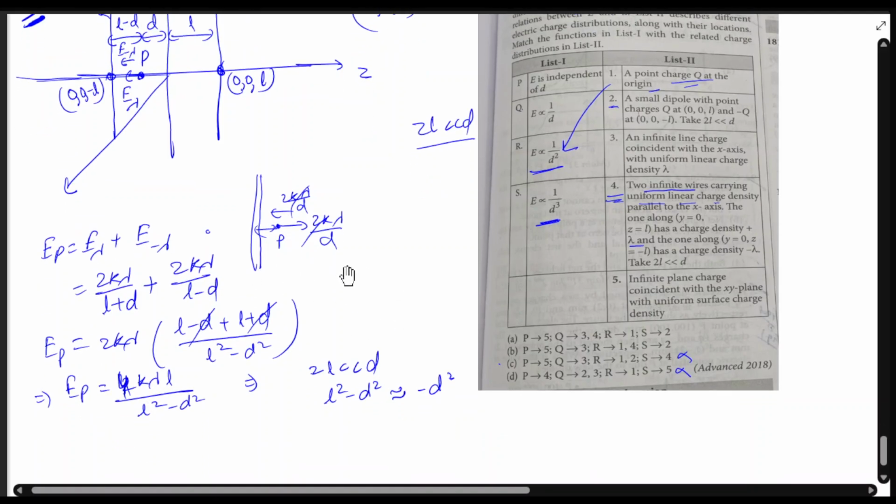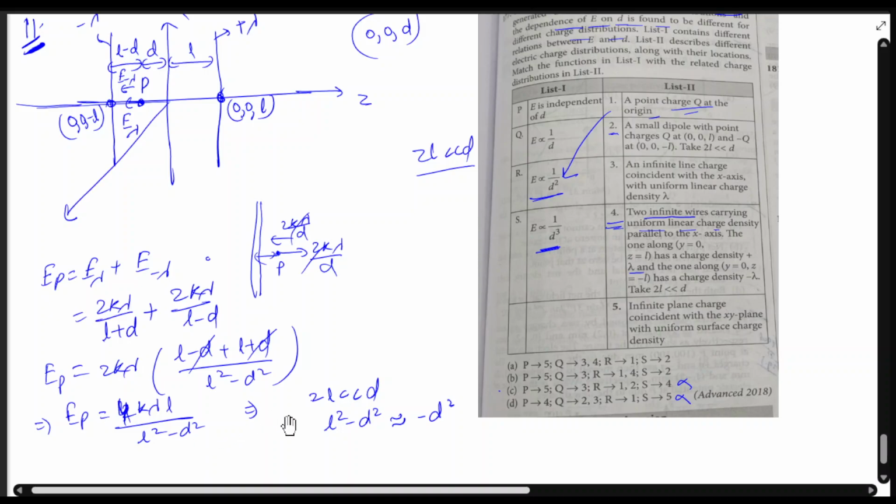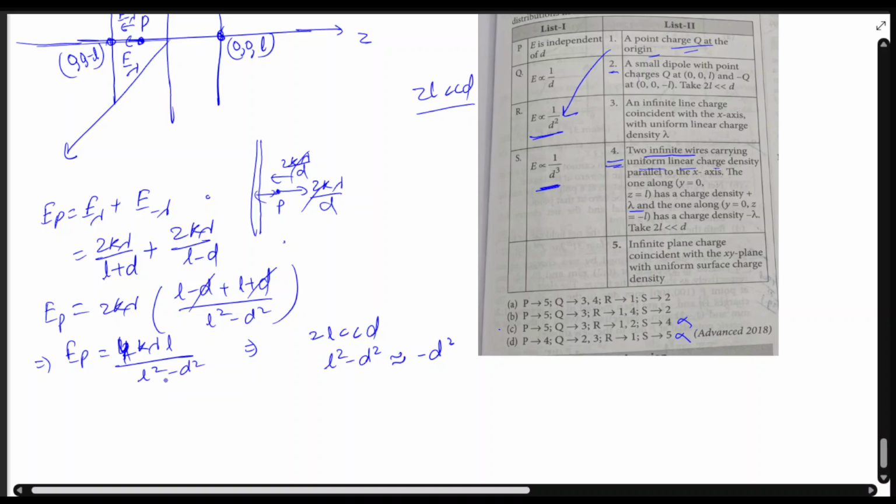Right? So it must not be L minus D. If this is D, then D is negative, right? Oh, so we can take D is here. So if this is D, then this will be L minus D in this direction. Okay, so negative is showing the direction of the electric field, right?